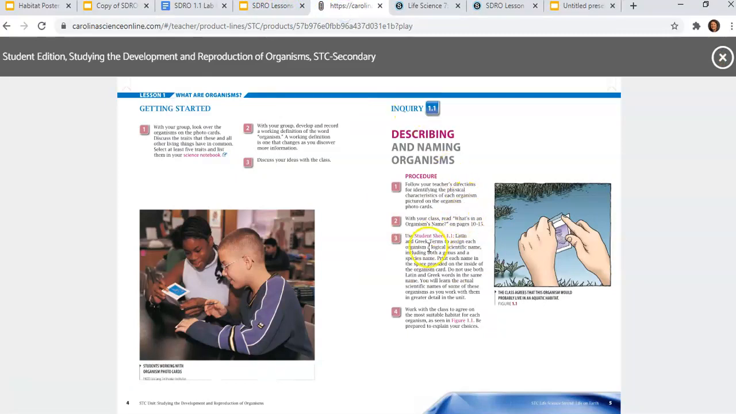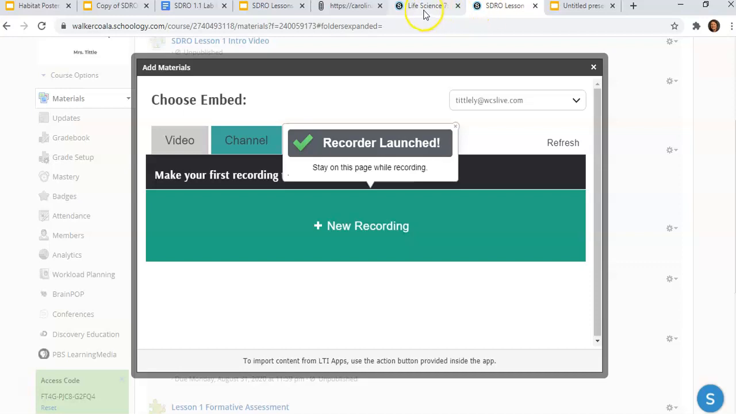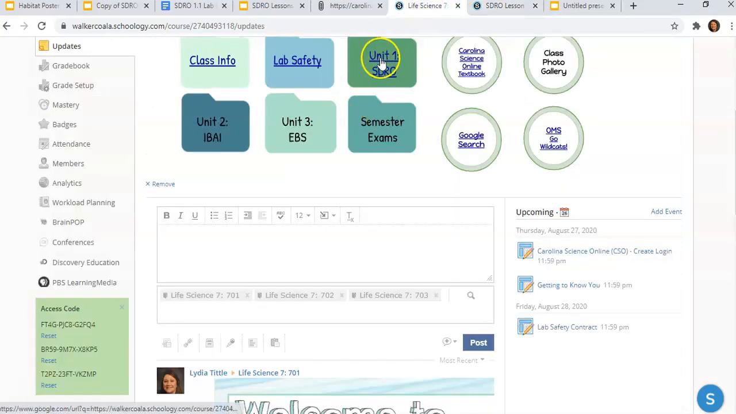Okay, so our procedures say to use student sheet 1.1. That student sheet is attached to your assignment in Schoology. So let's take a look at that real quick. Sorry, let me open it here.